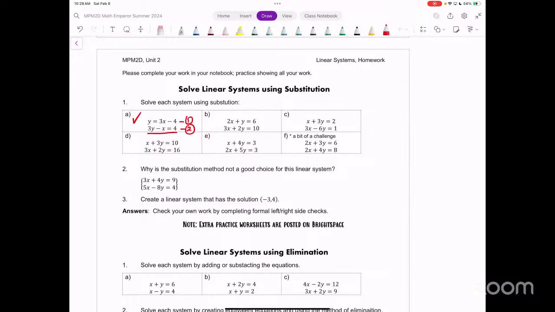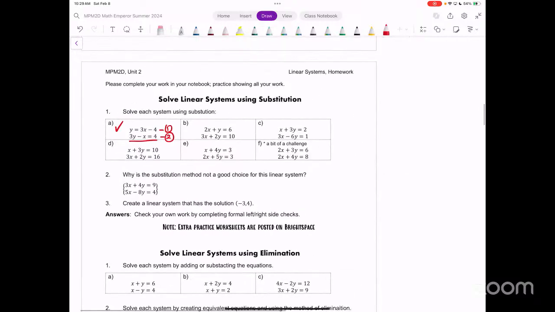Nishal, I believe you find this difficult, so let me show you slowly what you have to do. First step, we rewrite this. Equation number 1: 3y minus x is 4, equation number 2.